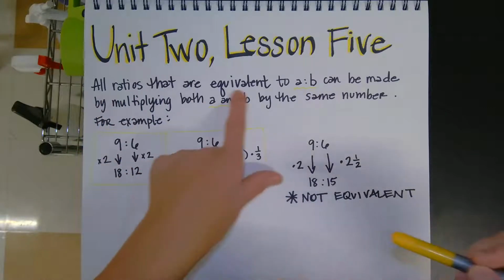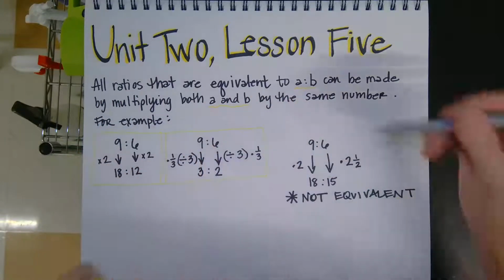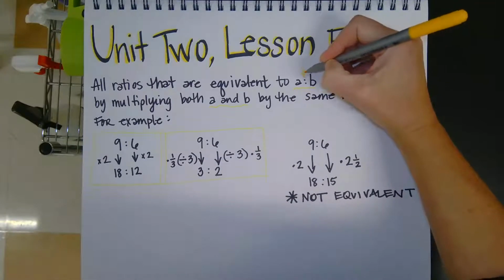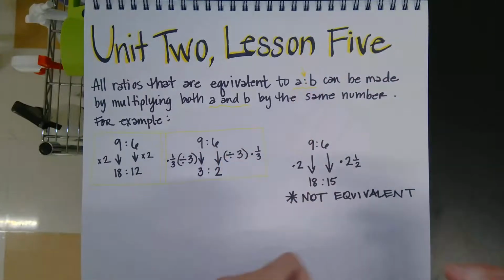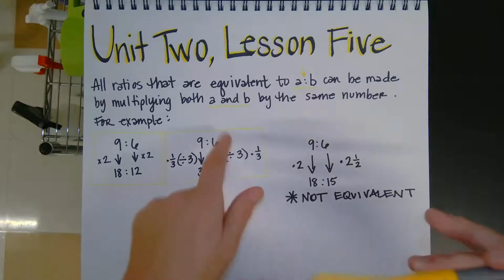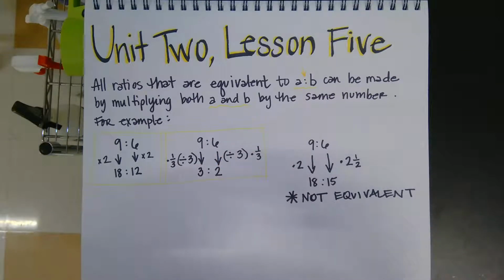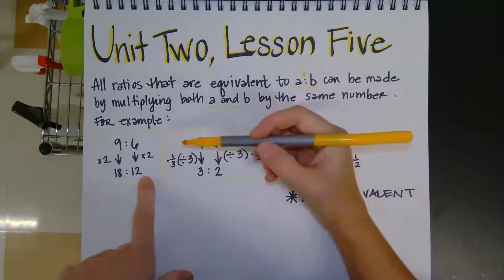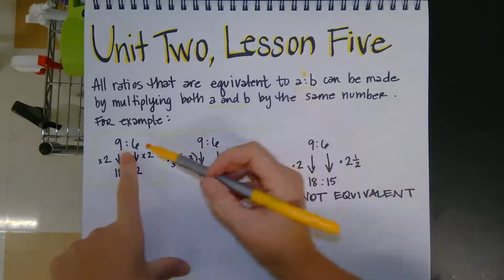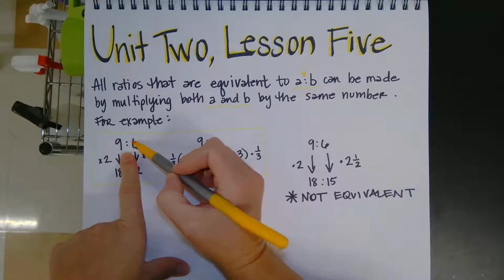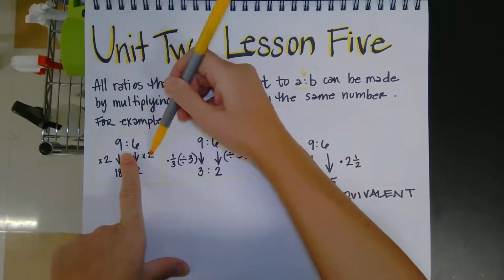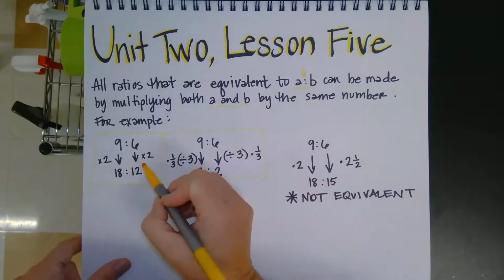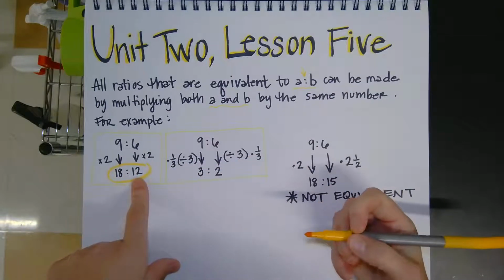So all ratios that are equivalent to A to B, remember we would say 2 here, A to B, can be made by multiplying both A and B by the same number. So for example, and we did this with both the juice and the paint in the last two lessons. So here's the example. 9 to 6, if we multiply both the 9 and the 6 by 2, then we get this equivalent ratio, 18 to 12.